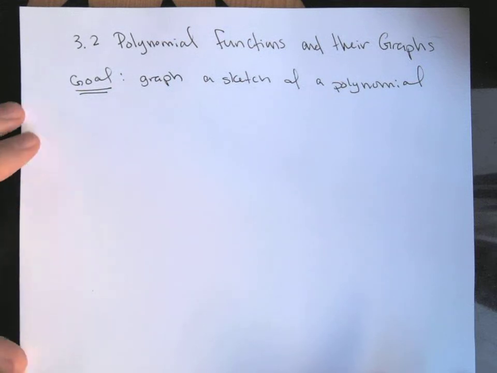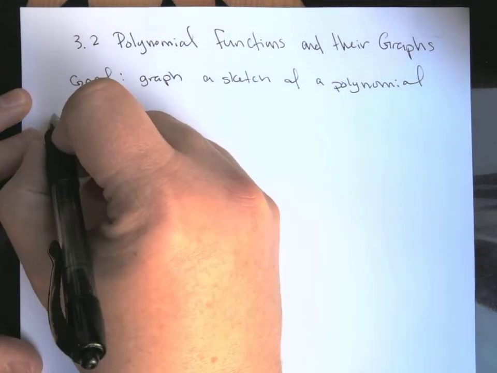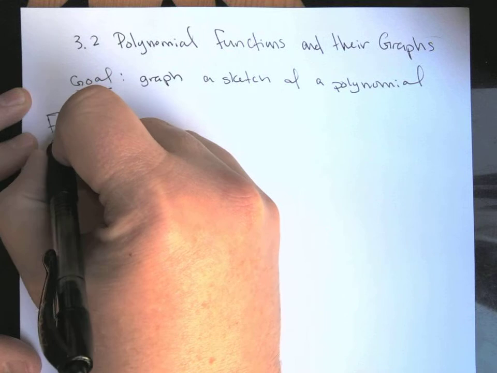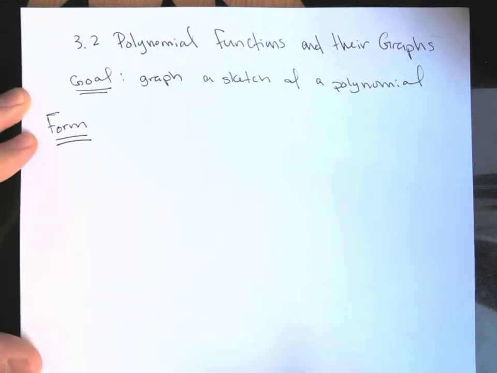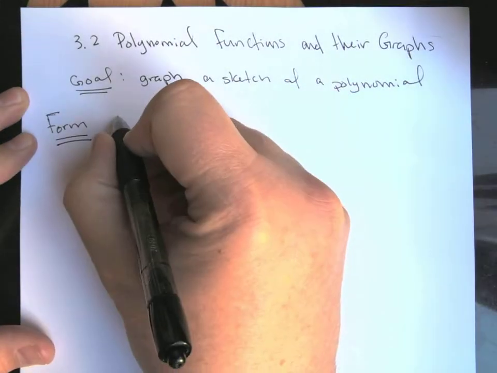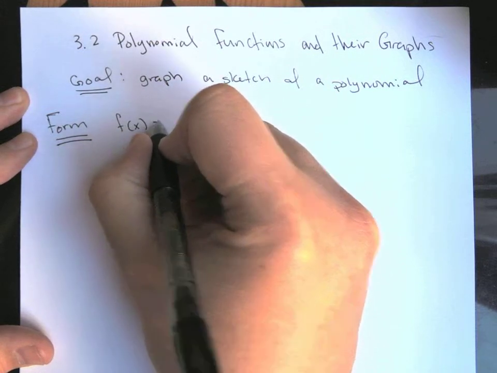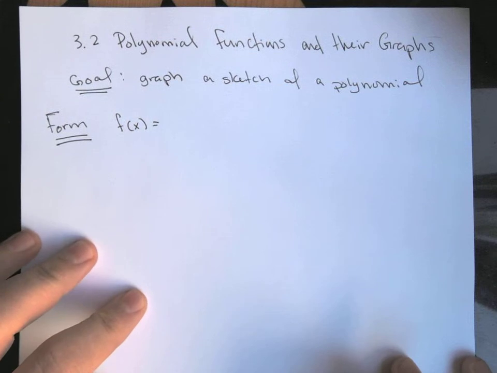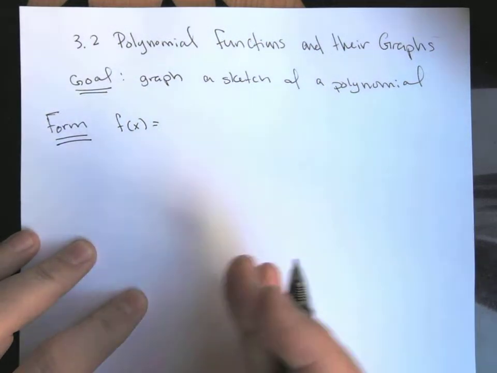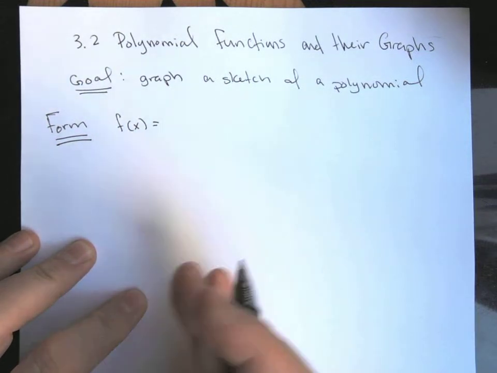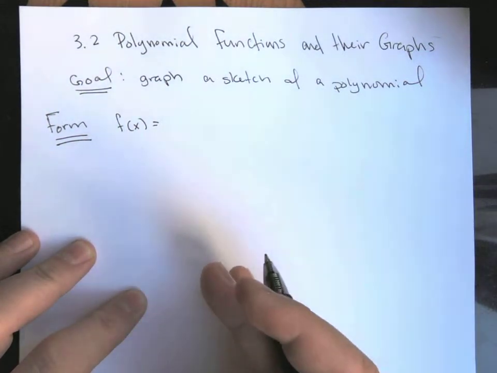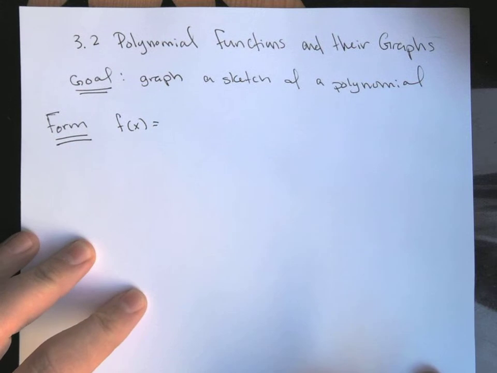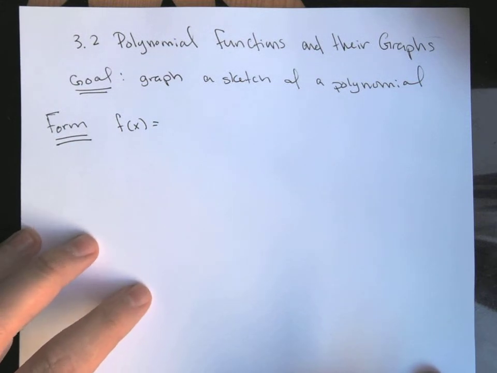First and foremost, let's get our form for what a polynomial function is going to look like. So we've definitely done polynomials before. As a function, it's just f of x equals whatever our polynomial looks like. So polynomials generally are constant numbers multiplied by variables raised to positive whole number powers, and then a whole sequence of those added or subtracted together.